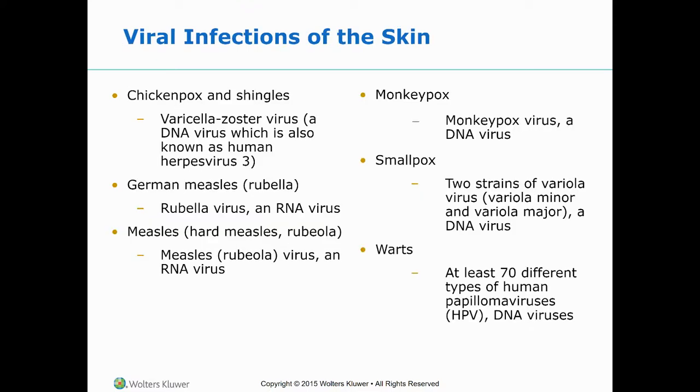So when we're looking at viral infections of the skin, the biggest one I want you to know about is chickenpox and shingles, which is caused by Varicella zoster virus. It's a DNA virus, also known as human herpes virus 3. I'll show you a little picture of that later. We also have German measles, which is rubella, and then measles, which is rubeola. They're both RNA viruses as well.